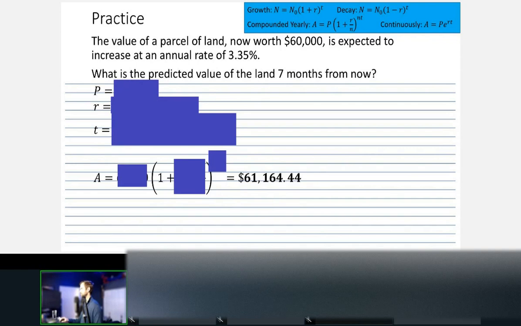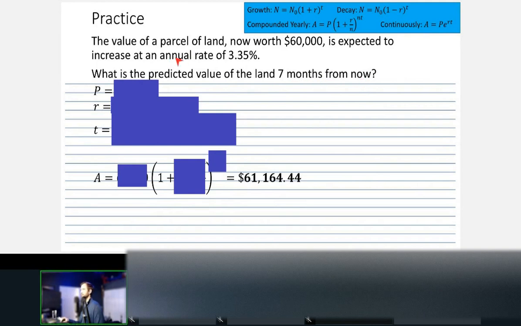It's okay. I had two problems, one with the T equals 7 and one with the T equals 7 over 12. I didn't know which one was correct, though. Fair enough. So let's talk about it. The value of a parcel of land now worth $60,000 is expected to increase at an annual rate of 3.35%. What is the predicted value of the land 7 months from now?